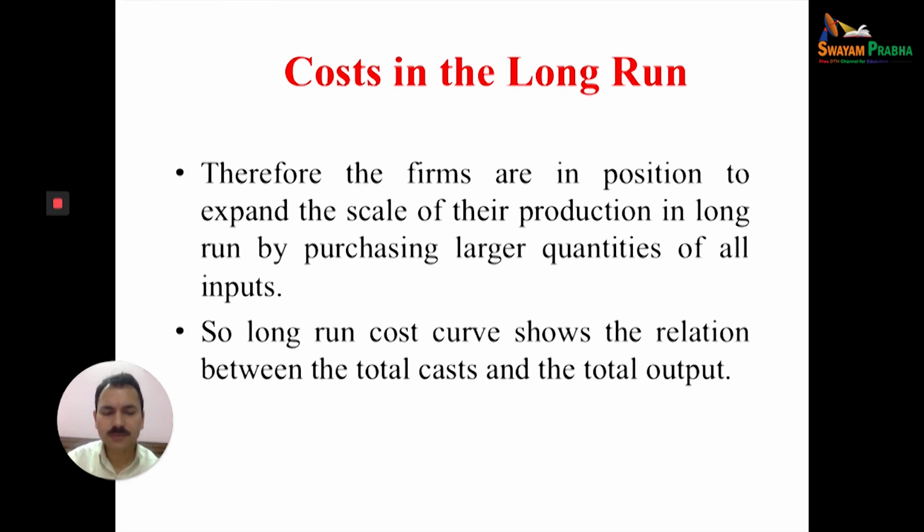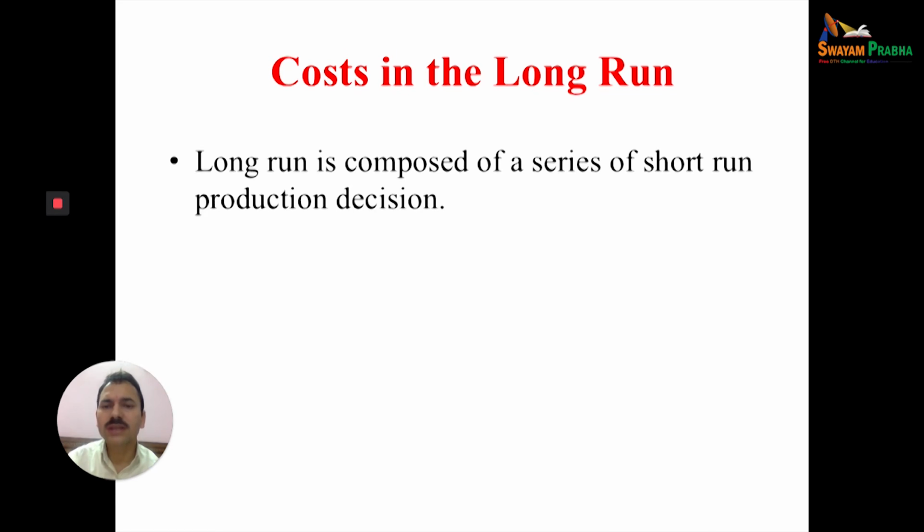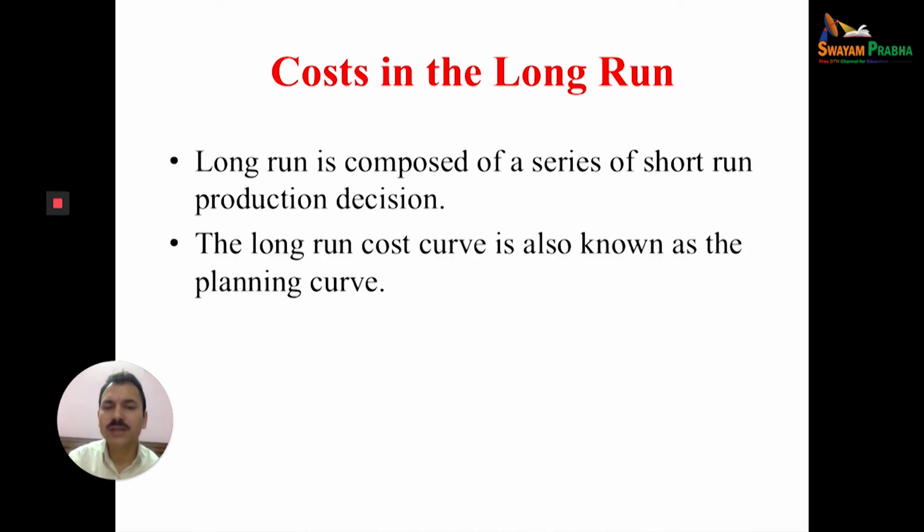So the long run cost curve shows the relation between total cost and total output. Basically, all the long run cost curves can be derived from the short run cost curves. The long run is composed of a series of short run production decisions. That's why all long run cost curves are derived from the short run cost curves. The long run cost curve, especially the average cost curve, is also known as the planning curve.